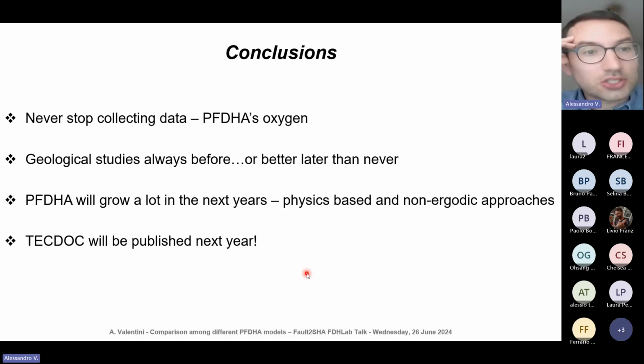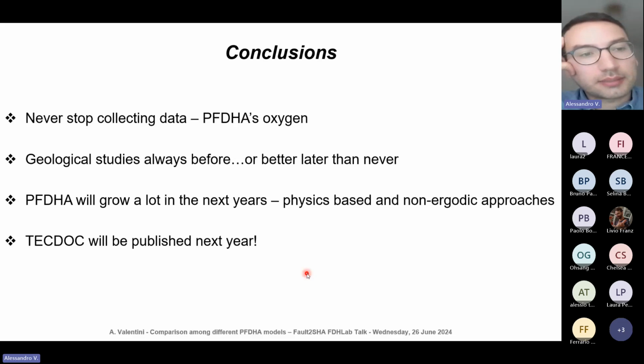Then, geological study always before a PFDHA analysis. Better later than never, okay, but before is much better, because as I showed you, there can be big differences in the PFDHA hazard curve when the geological parameters are very poorly constrained.